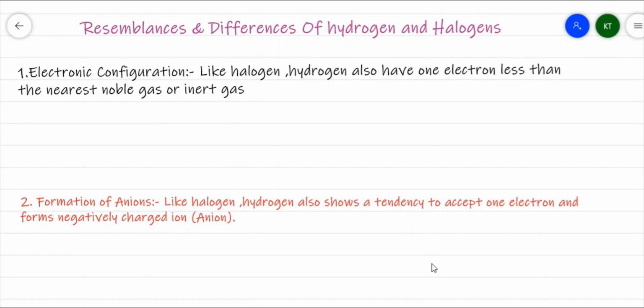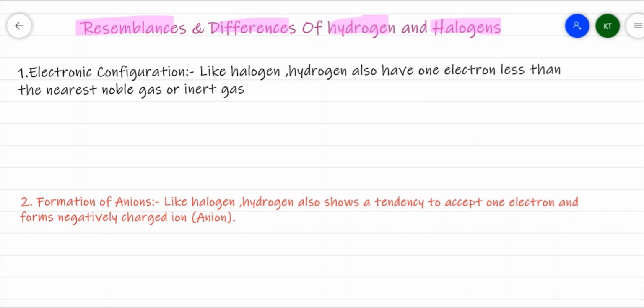Namaste. Let us discuss what are the resemblances and differences between hydrogen and halogens. In this video, we are going to see the points of similarities as well as the points of differences which are present between hydrogen and halogens. So what makes it possible for a hydrogen atom to be placed along with halogens?